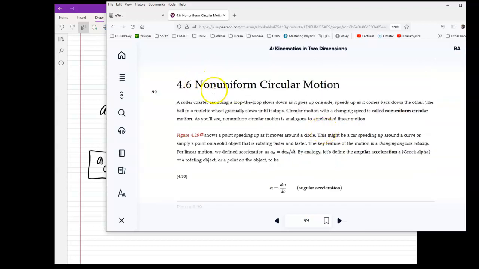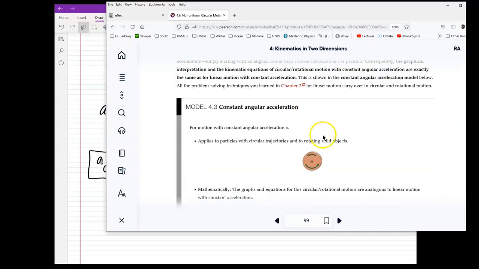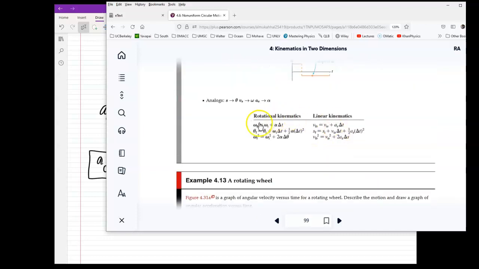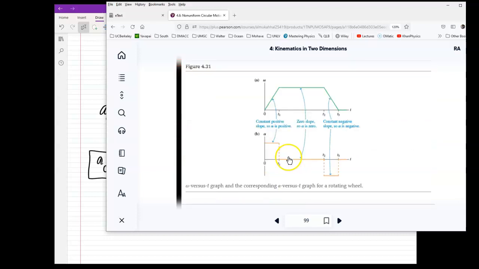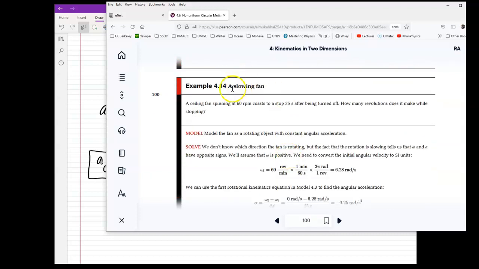This is the topic of non-uniform circular motion. Basically the kinematic equations, rotational kinematics and translational kinematics, or the book calls it linear kinematics, same thing. Remember that? So let's do one more problem. This one here, example 414, slowing fan.